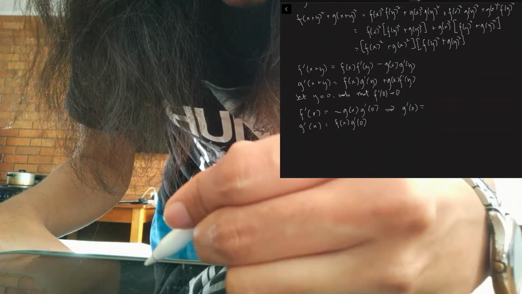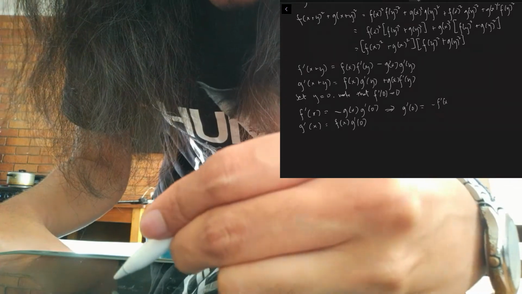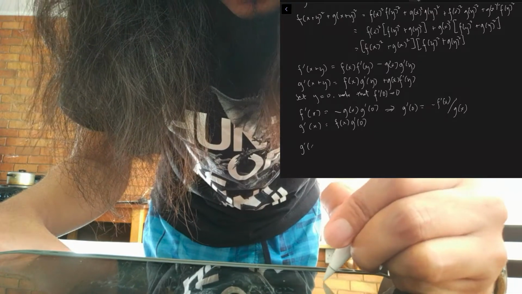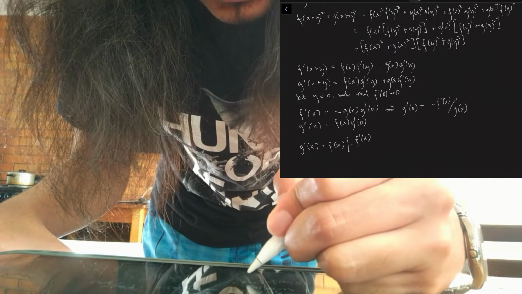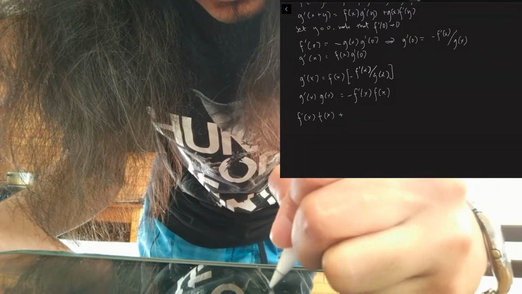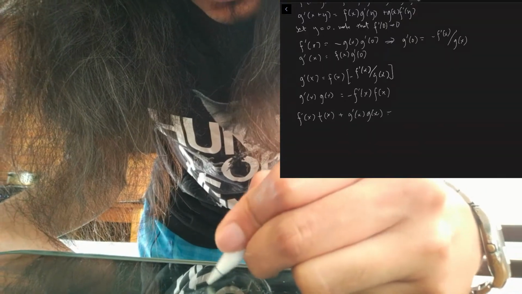g prime of x is equal to minus f prime of x over g of x. So therefore, g prime of x is equal to f of x multiplied by negative f prime of x over g of x. Okay, this we can write as g prime of x times g of x equals negative f prime of x times f of x, which simplifies to f prime of x times f of x plus g prime of x times g of x equals 0.